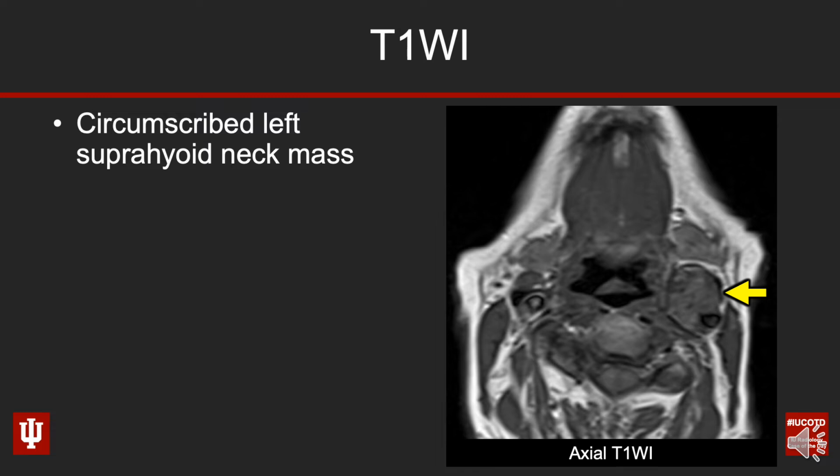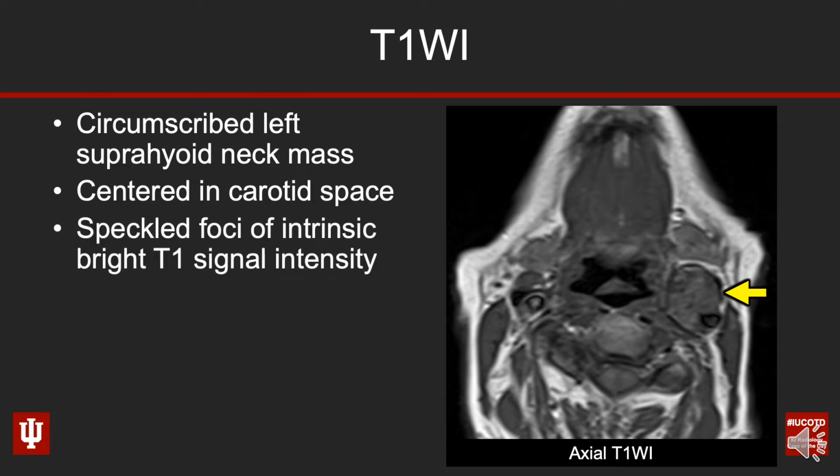So we have a circumscribed left suprahyoid neck mass, the arrow is pointing at it, and this is centered in the carotid space. That's a key feature that you want to pick up on. Whenever you see a mass in the neck, figure out the space of origin, because if you can figure out the space of origin, that will dramatically narrow down your differential diagnosis.